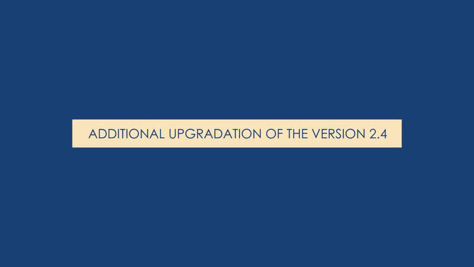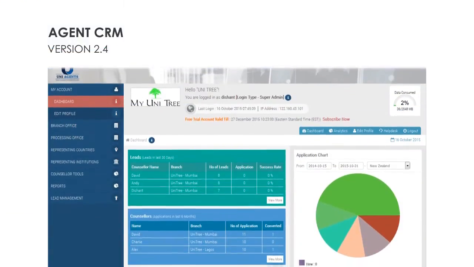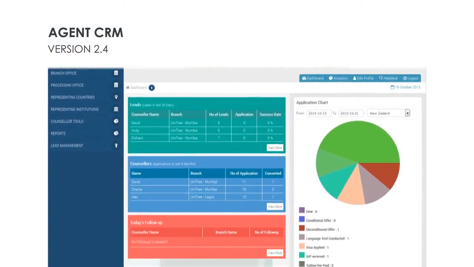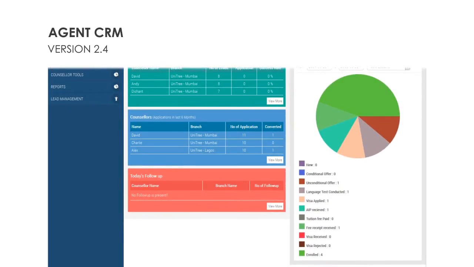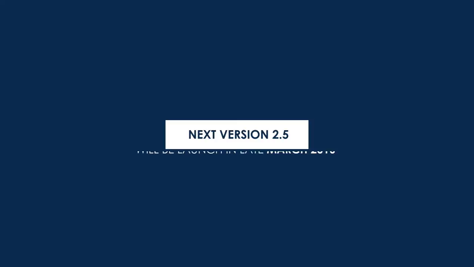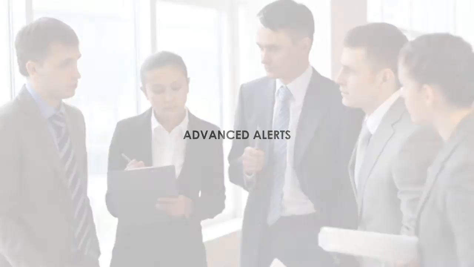So right from the 10th of January, when the module was taken live, until the 19th of February, we have done some more advancement and changes. And all these are based on valuable feedback received from several hundred users. The next version, 2.5, which will be launched in late March 2016, will have the advanced finance module and advanced alerts, all of that based on some of the amazing feedback from the users.